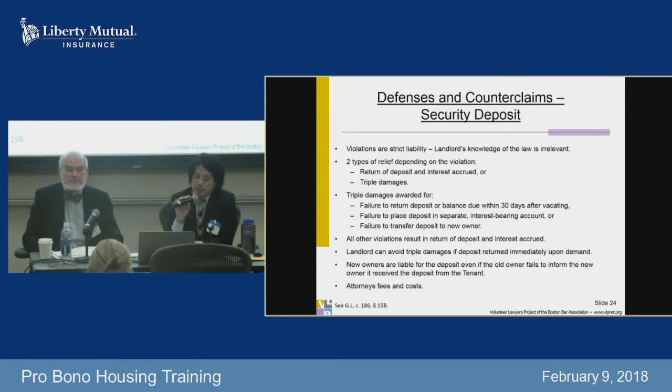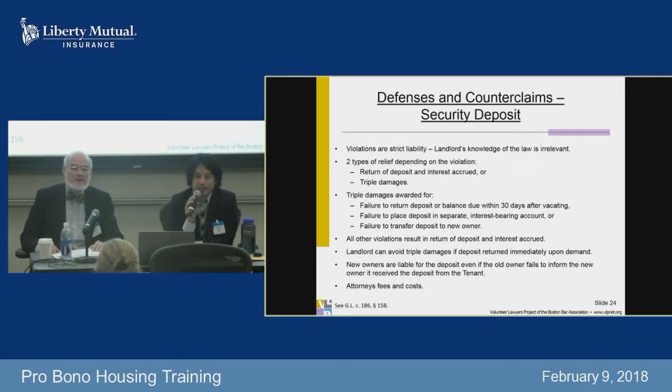The landlord can avoid triple damages if the deposit is returned immediately upon demand. And also, new owners are liable for the deposit even if the old owner fails to inform the new owner that it received a deposit from the tenant. And again, there are attorney's fees and costs associated with pursuing this claim.